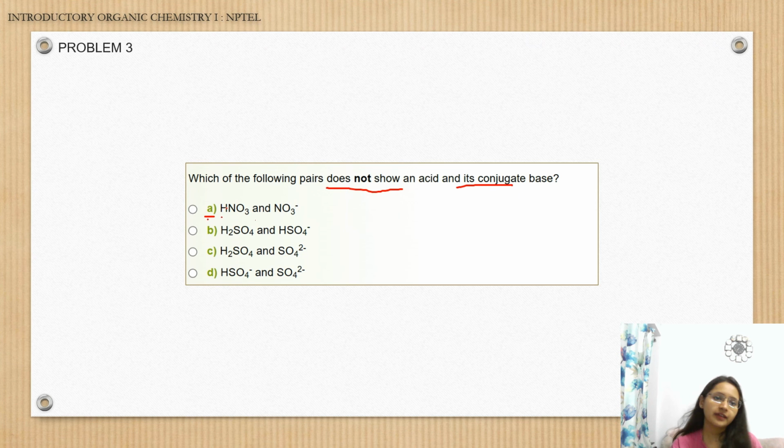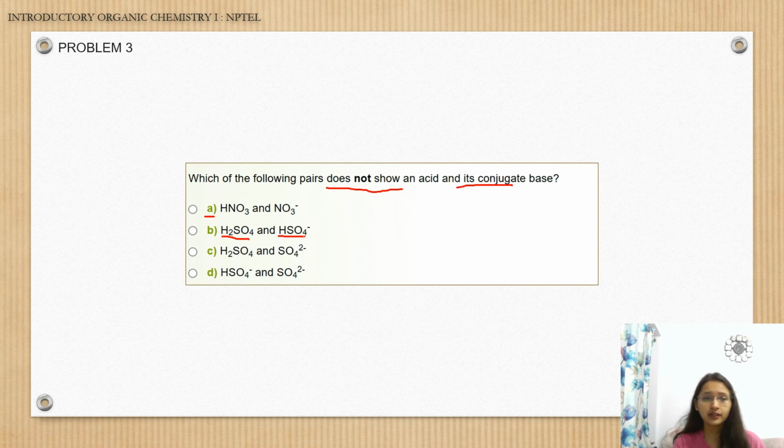Now coming to option number B. I've told you H2SO4, sulfuric acid, and HSO4 minus. Sulfuric acid is an acid and we have to find the conjugate base for that acid. After removal of one proton, you will see what is left behind. It is HSO4 minus only which would be left behind. So here the correct sequence is there, because the acid is H2SO4 and the conjugate base is HSO4 minus, right? So option B is also correct.